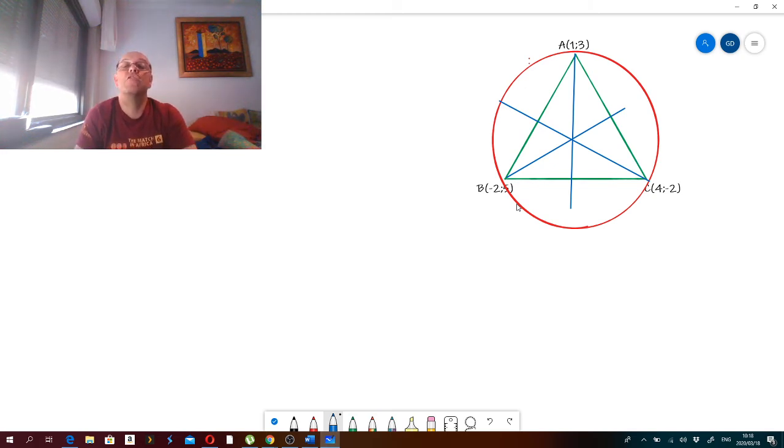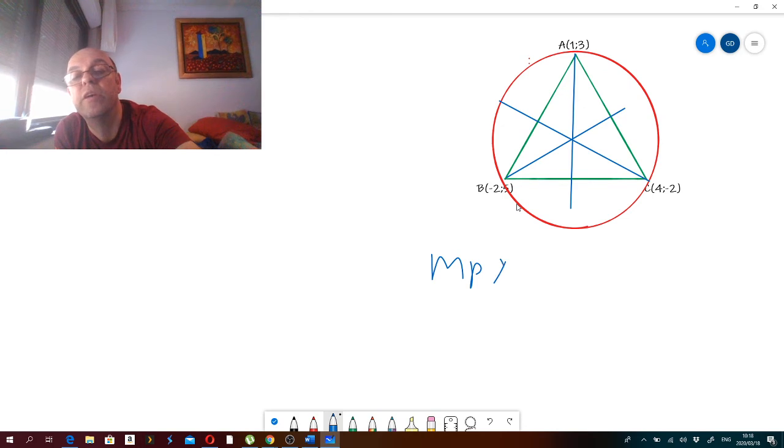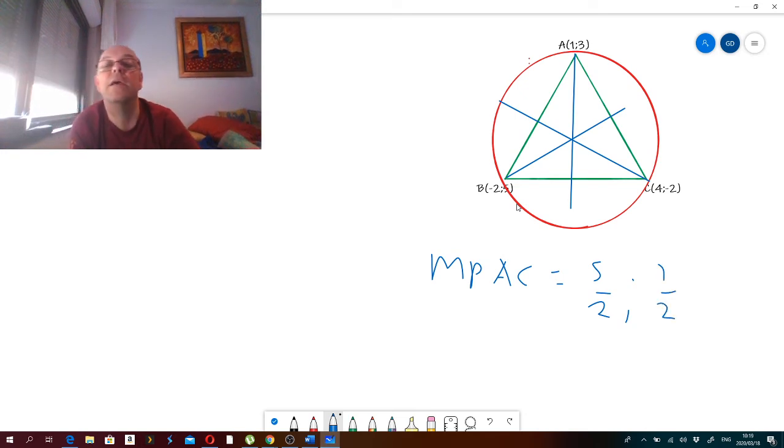Okay, so the first thing we're going to do is say, well, what's the midpoint of, let's choose AC. So midpoint, remember, is the sum of the x's and the sum of the y's, each over 2. So the midpoint of AC: MP of AC must equal the 4 plus the 1, which is 5, so that's 5 over 2 if we halve it. And also the 3 and the minus 2, which is 1 over 2. So there's our midpoint, okay?